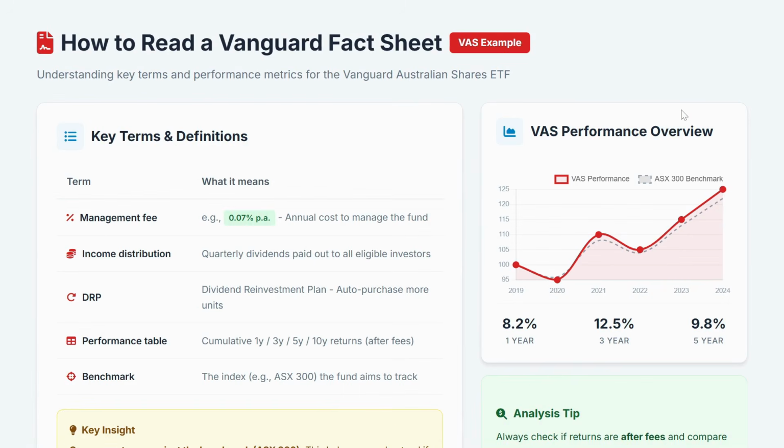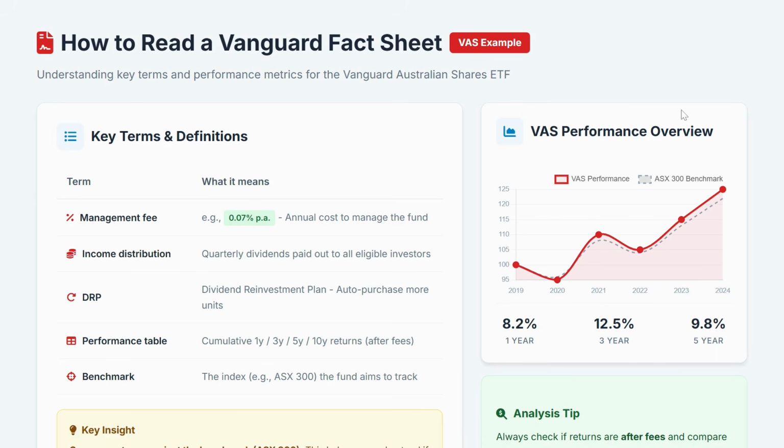Let's go. Fact sheets plus VAS example. Every Vanguard ETF has a one-page fact sheet. Let's use VAS, the Australian Shares ETF, as our example. First, management fee. For VAS, that's 0.07% per year, very low. Second, income distribution. VAS pays quarterly dividends, mostly franked.